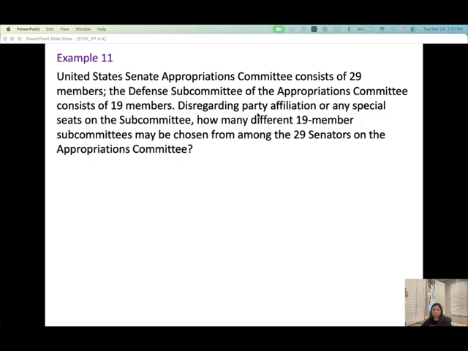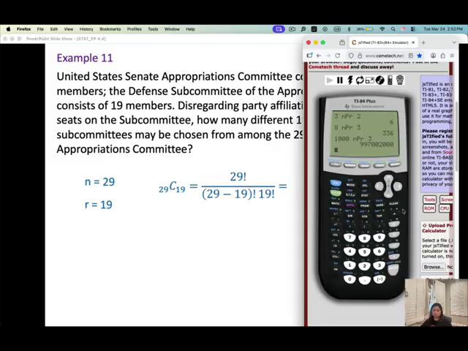Since they mentioned disregarding party affiliation or any special seats on the subcommittee, it means the order doesn't matter. So think about it. What is your n? What is your r? Since the order doesn't matter, we're going to use the combination. So 29 people, and we're going to pick 19 of them. Use the calculator. You're going to do 29, math, go to probability, and choose number 3 for combination. Then 19, enter. So you're going to get this number.